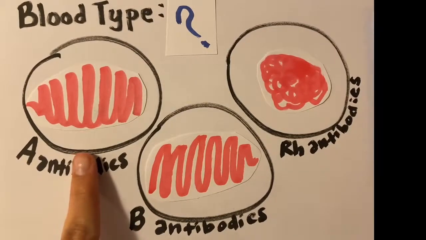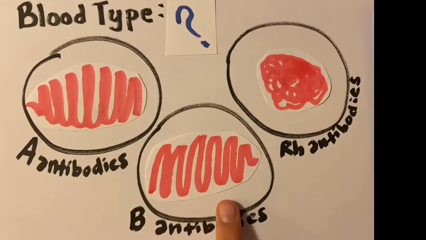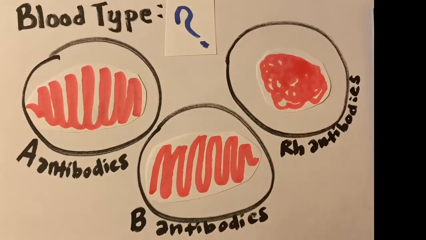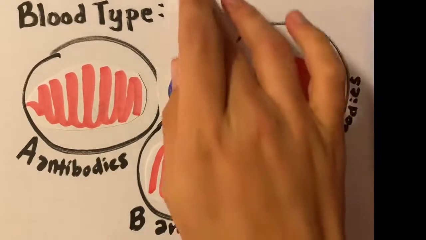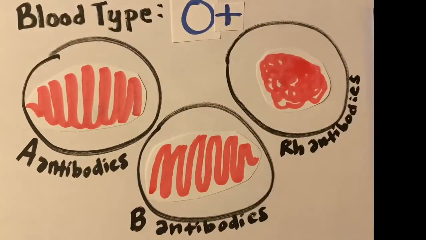The blood sample does not have the A antigen. It does not have the B antigen, and it does have the Rh antigen. This is blood type O positive. Try drawing your own blood typing trays for blood types AB negative, A positive, and O negative.